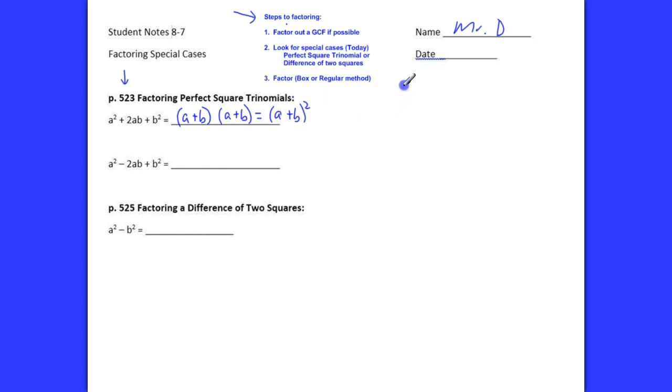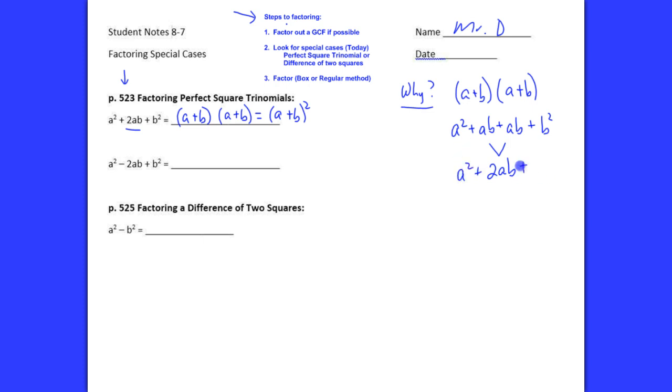Now, quick review, why did this work? So let's go back and remember that when we multiplied (a plus b) times (a plus b), if we FOILed that out, if we multiplied all these terms, a times a is a squared, plus a times b is ab, plus b times a, it's the same as ab, and b times b is b squared. So right here you see there's your 2ab, which was that term. This plus sign was here, and we had a squared there, and we had b squared on the end.